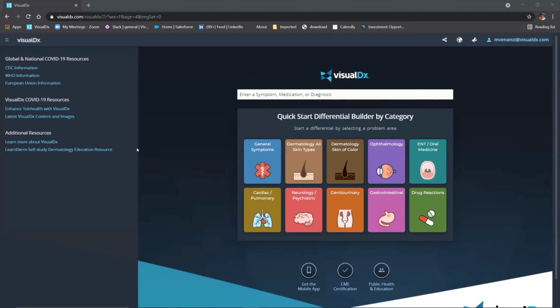For the next couple minutes, I just want to demonstrate VisualDx. Many of you are active users of VisualDx. Some of you aren't, but perhaps for those that are users, you can learn something new. We've added some additional features to VisualDx, and I just want to walk you through some of that new functionality. So on the web that you're looking at right now is VisualDx.